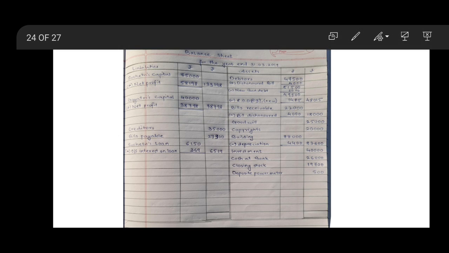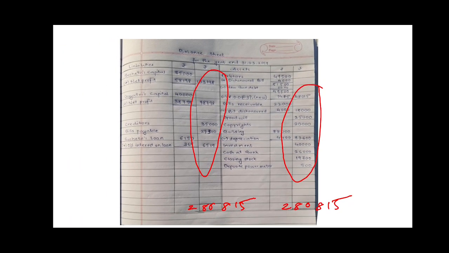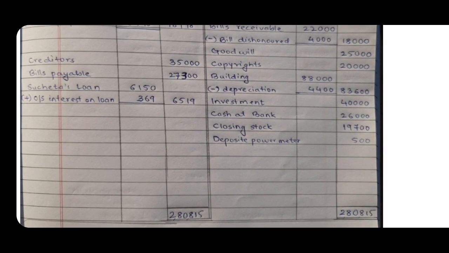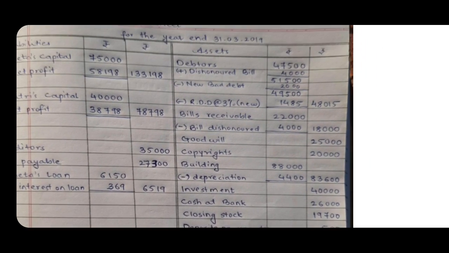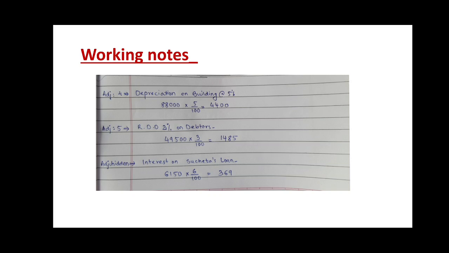Now again the closing of the balance sheet. The balance sheet always tallies. Take the total of the asset side and the total of the liability side. It will tally with the amount 2,80,815 here and 2,80,815 here. You will present it in this way, and our balance sheet will be tallied in this way. So the whole solution of problem 5 will be in this way with some working notes.